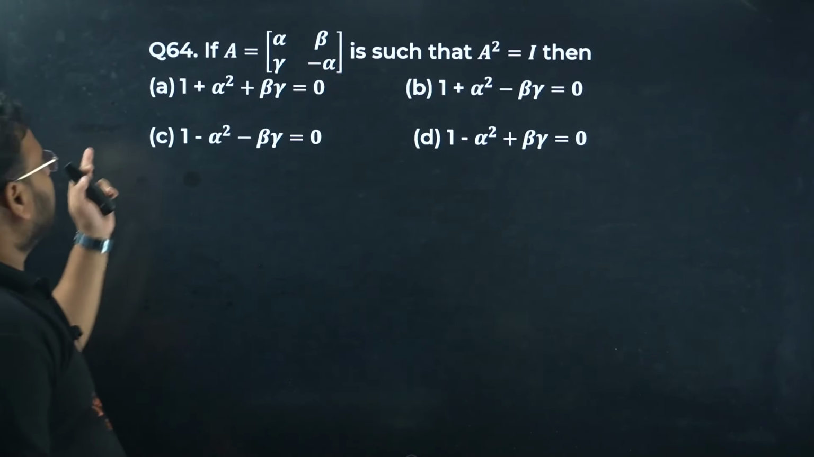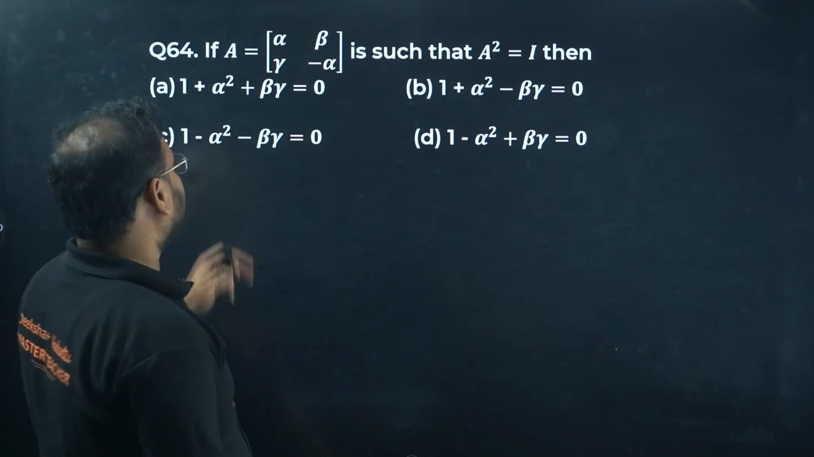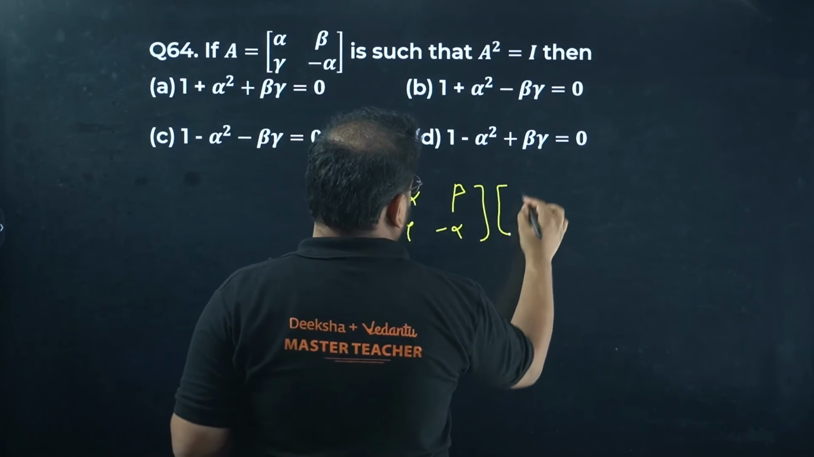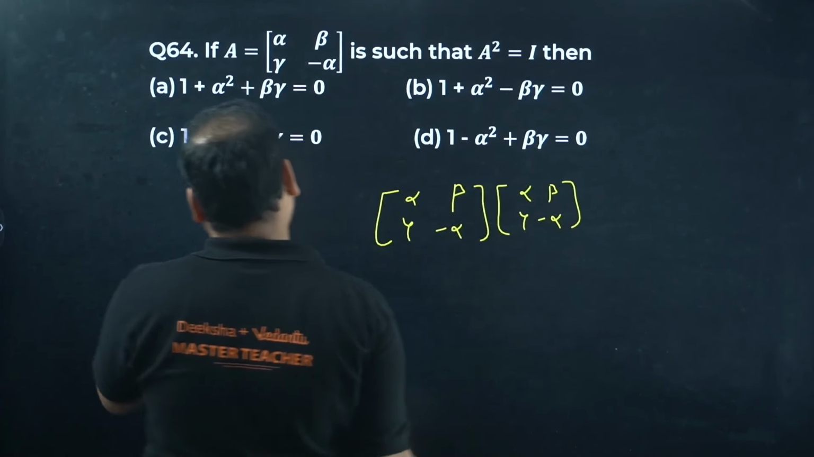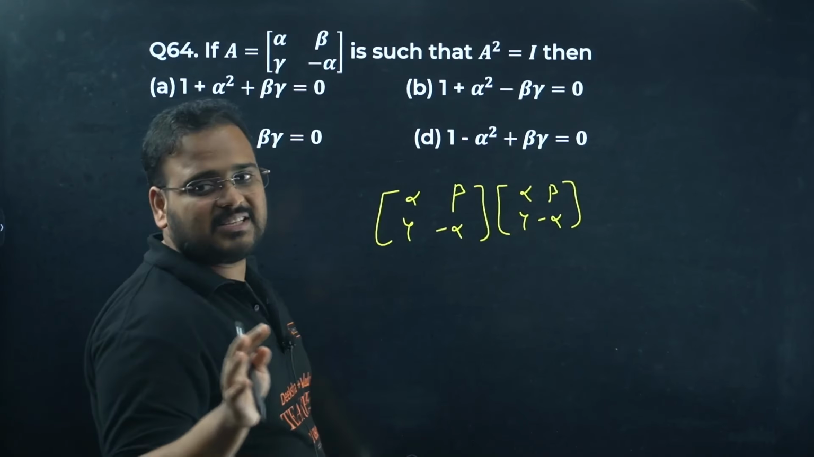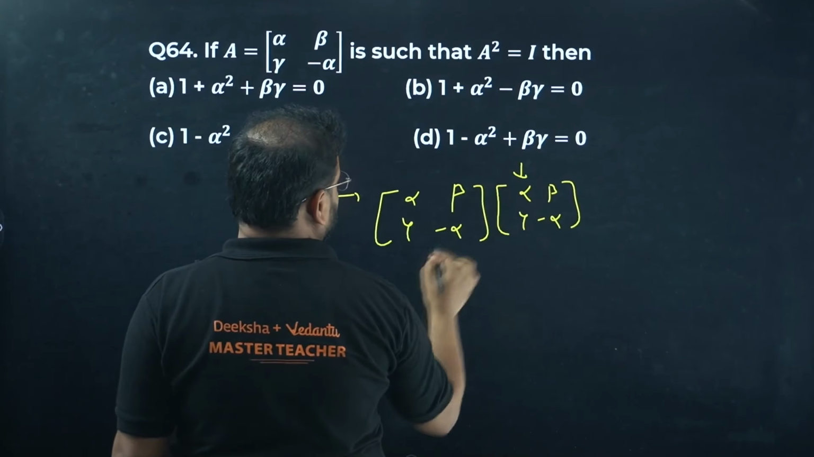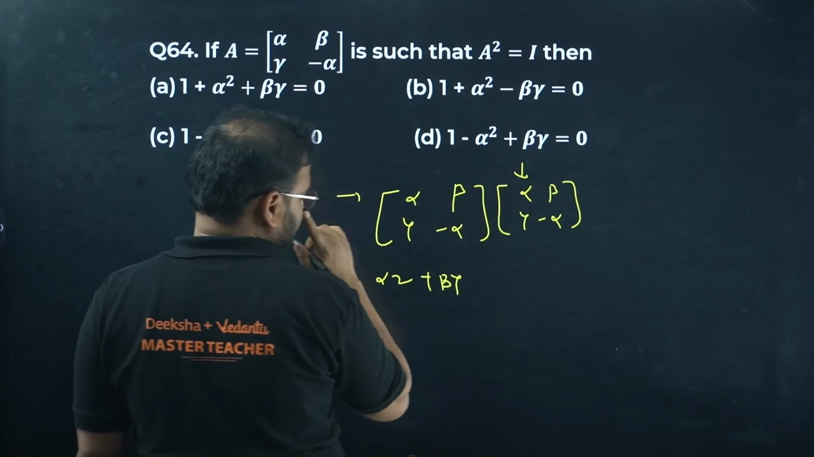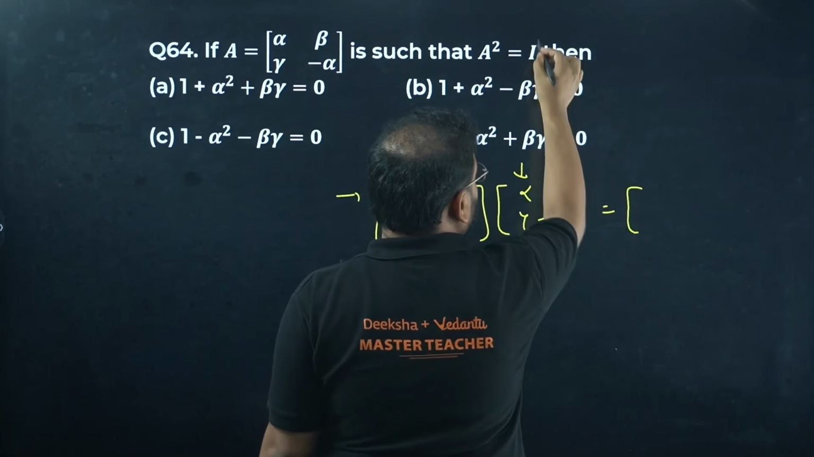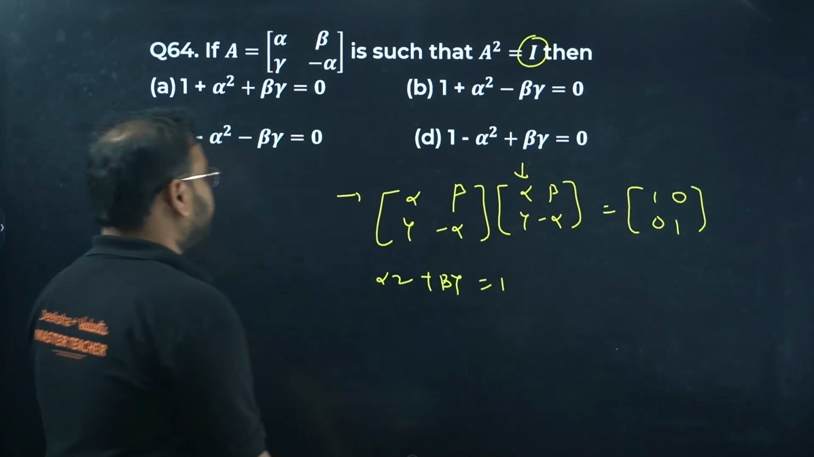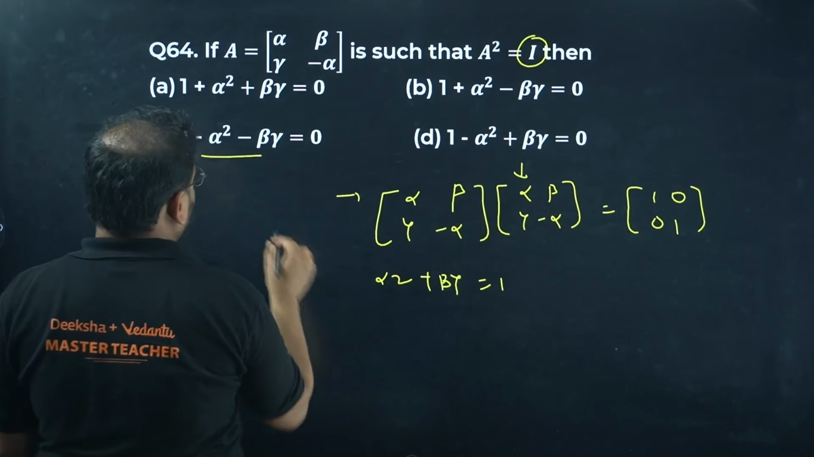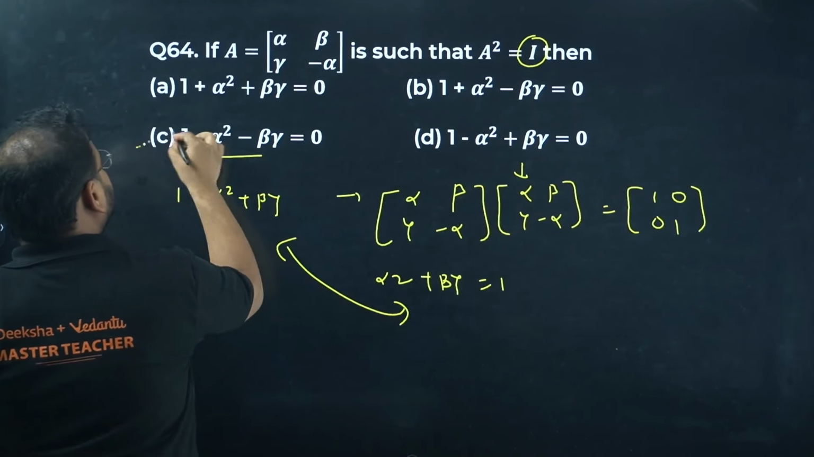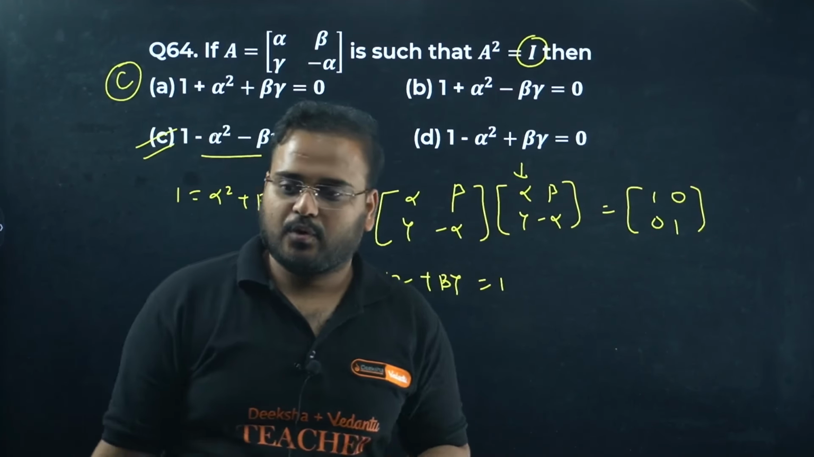So the answer is C. Now we have a matrix A, with A square equals I. First we find A square: alpha beta gamma minus alpha, times alpha beta gamma minus alpha. Do not worry about finding everything, just find the first element. Multiply this with this, you get alpha into alpha, which is alpha square plus beta gamma, that's my first element. And this should be equal to 1, because it's equal to the identity matrix, 1 0 0 1. So 1 equals alpha square plus beta gamma. Check. So the answer is option C.